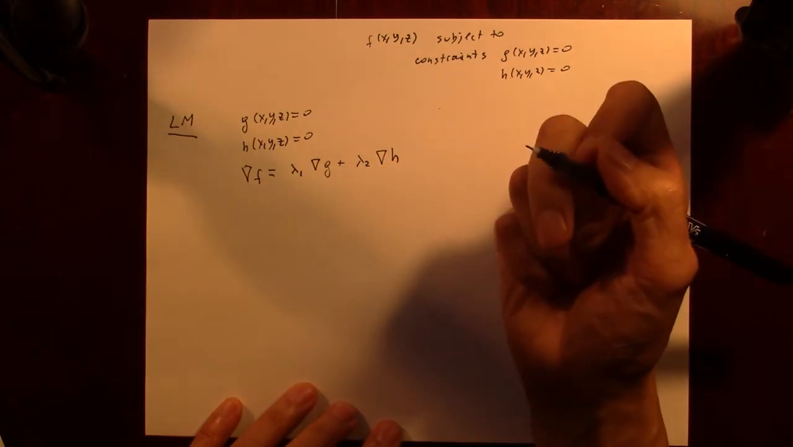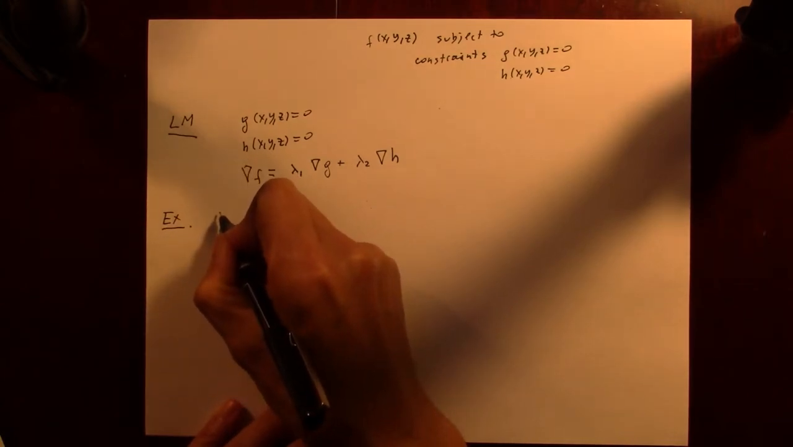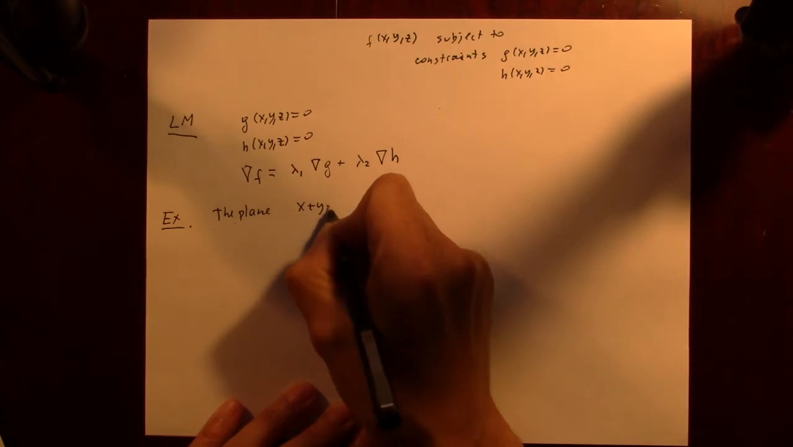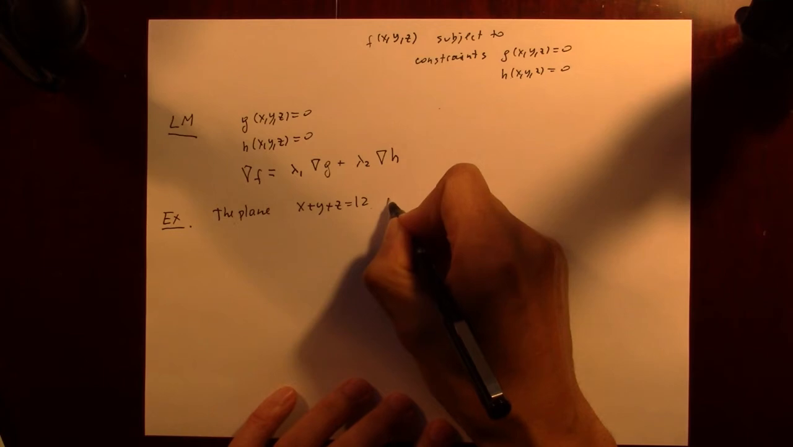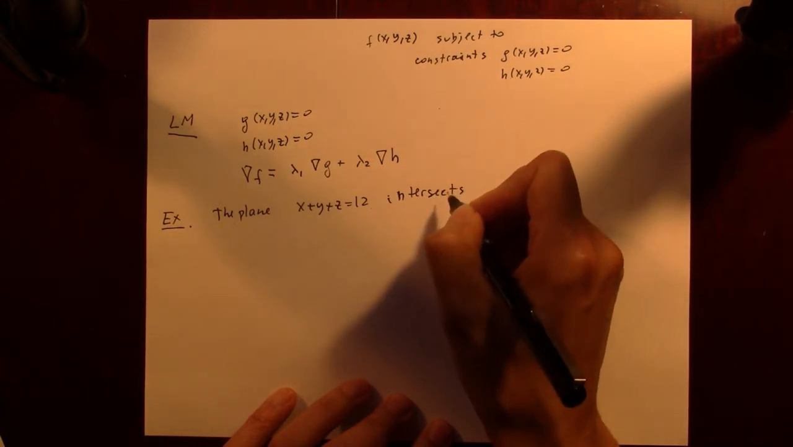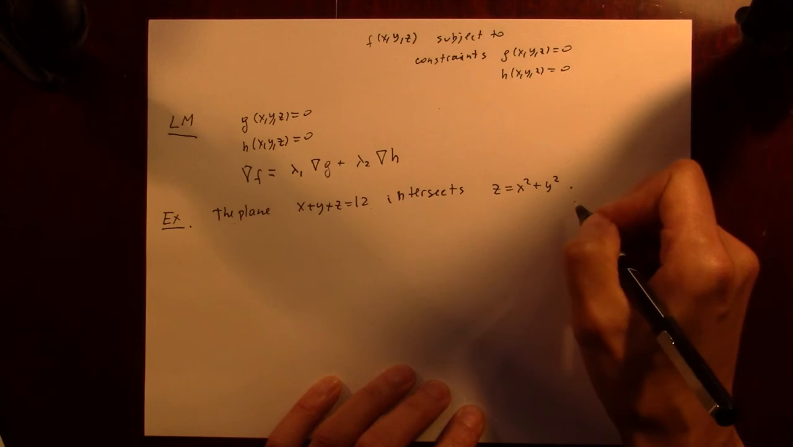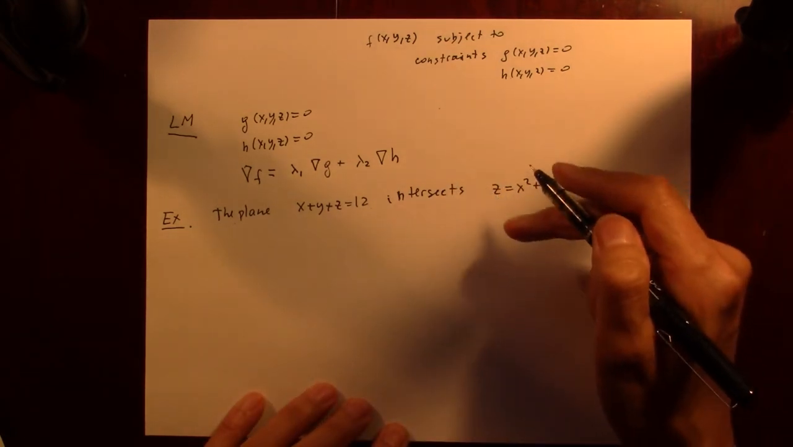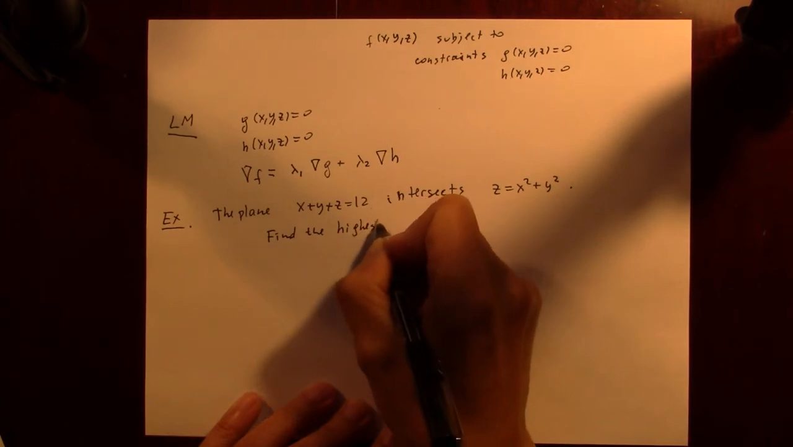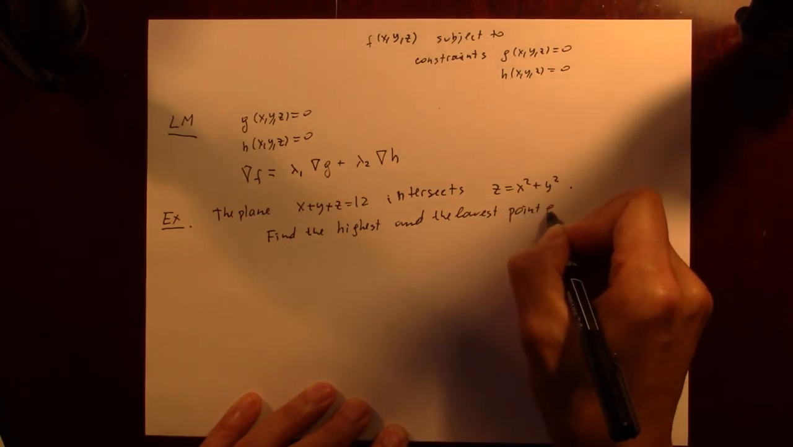Let me write down one example on how to do that. So we have a plane x plus y plus z equals 12. It intersects the paraboloid z equals x squared plus y squared. And the intersection is going to be an ellipse. Find the highest and the lowest point of the intersection.